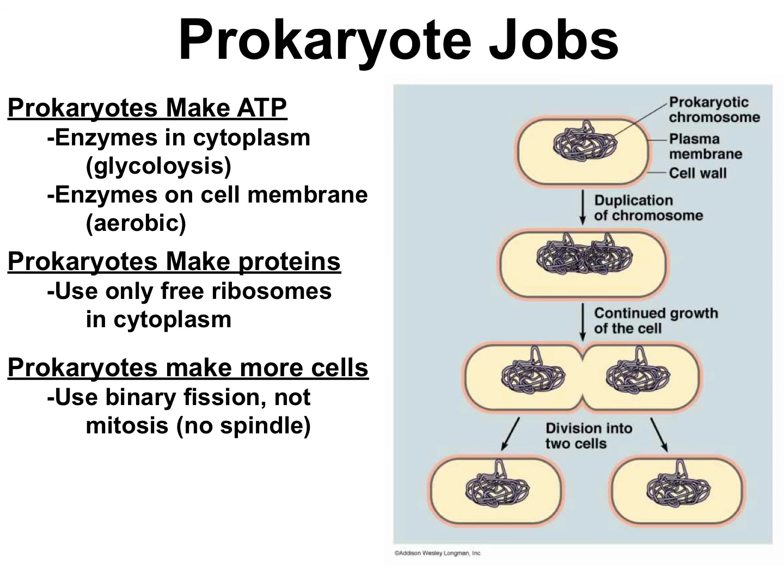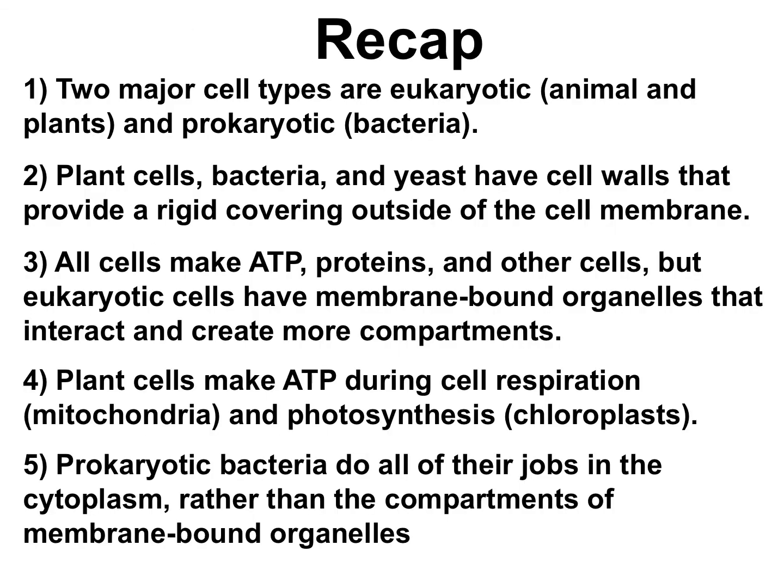So let's recap. In AP Bio, we need to know about two major cell groups, prokaryotes and eukaryotes. Prokaryotic cells are much smaller and simpler than eukaryotic cells because prokaryotes lack membrane-bound organelles. Plant cells, yeast cells, and prokaryotes have cell walls that provide a rigid outer covering and keep the cell from bursting.